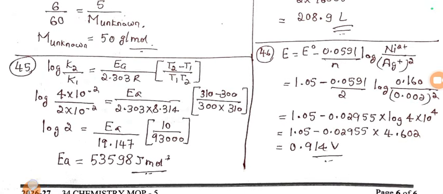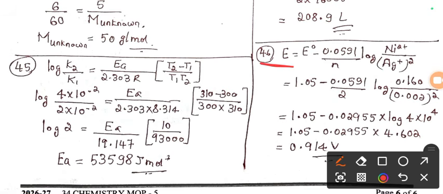46th question is related to electrochemistry, to find out the EMF of the cell. E naught value is substituted. Number of electrons is 2. Concentration of Ni2+ is 0.160 and Ag+ is 0.002. So you will get log of 4 into 10 to the power of 4. That is 4.602. When you calculate, you will get EMF 0.914 volts.